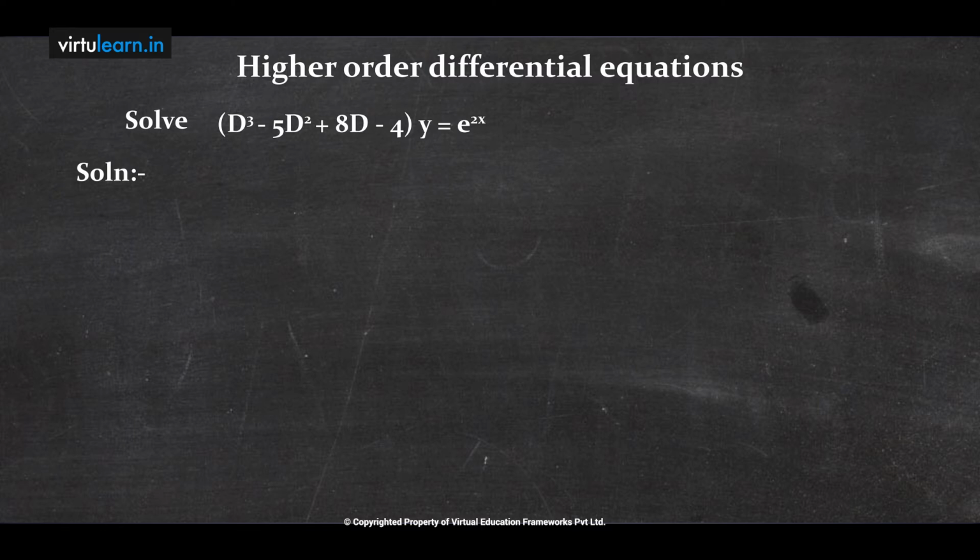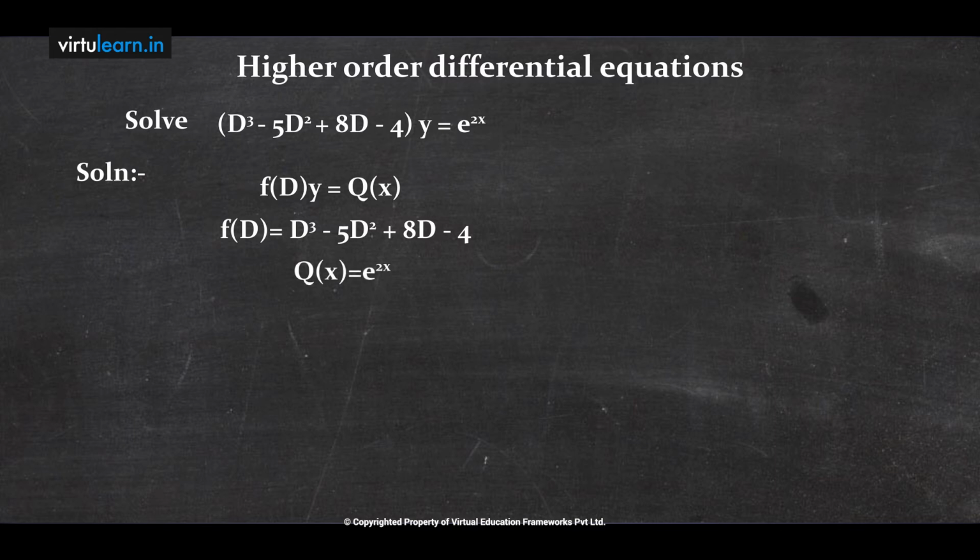Now the above differential equation is in the form of f of D into y equal to Q of x, where f of D equal to D cube minus 5D square plus 8D minus 4, and Q of x equal to e power 2x. Already I told you every higher order differential equation contains two parts, complementary function and particular integral. First of all, I will calculate the complementary function.